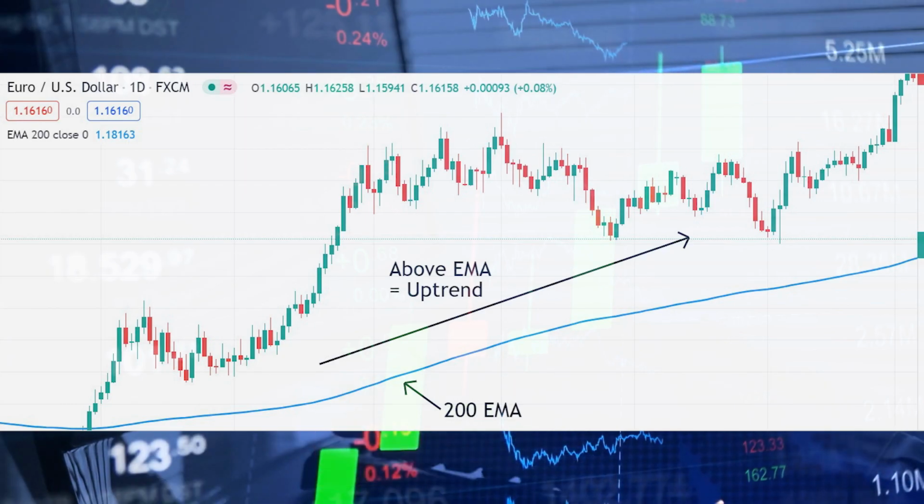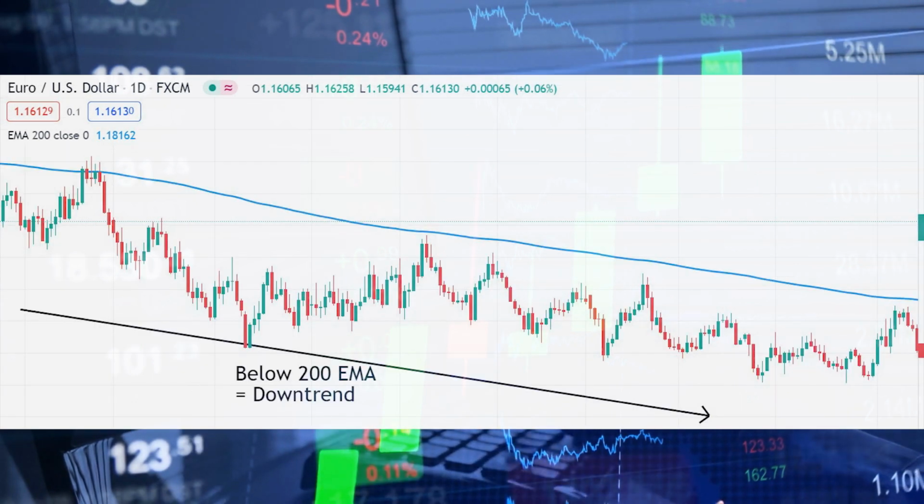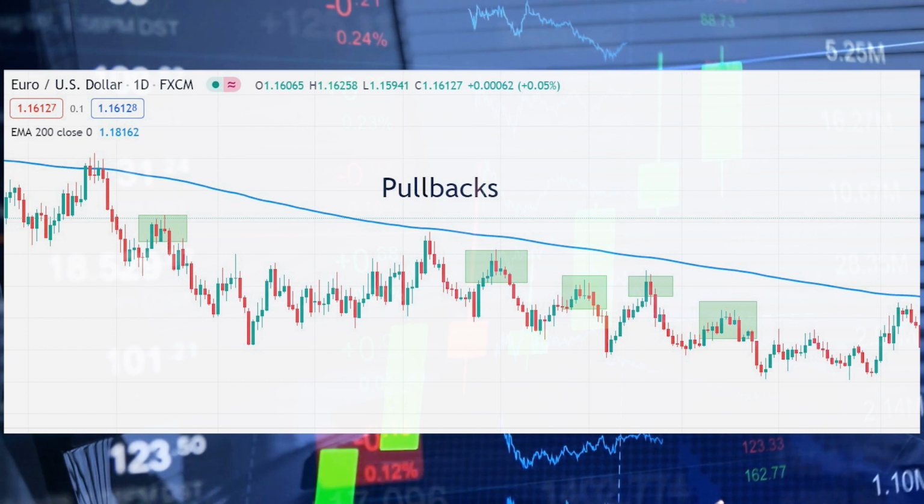This strategy is to be used on the daily chart on any major currency pair, with the number one rule being to only trade in the direction of the predominant trend, which is shown with the 200-day moving average. If price is above the 200 EMA, we only take longs, and if price is below the 200 EMA, we only take shorts. The next important rule is that we are only placing trades on pullbacks into a trend.